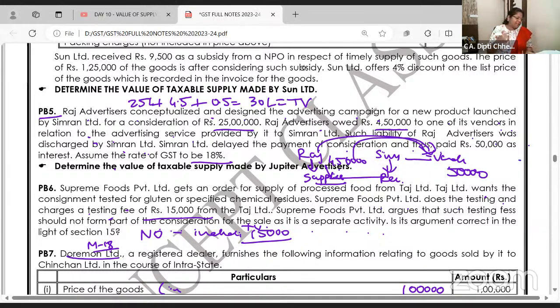Looks very easy, but it is tricky. I've told you no students get 0 out of 5, but hardly 5% students get 5 out of 5. So in steps, the answers are going wrong, check your steps. 25 lakhs, 4,50,000, 50,000.